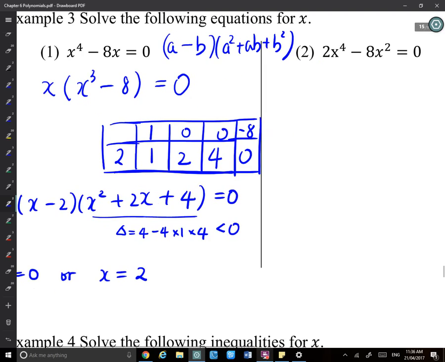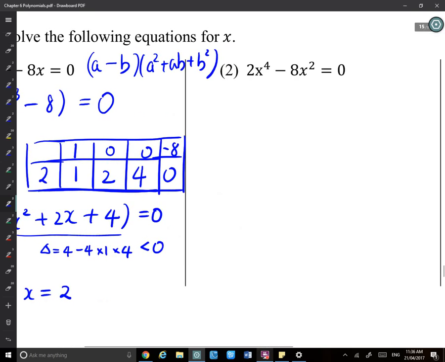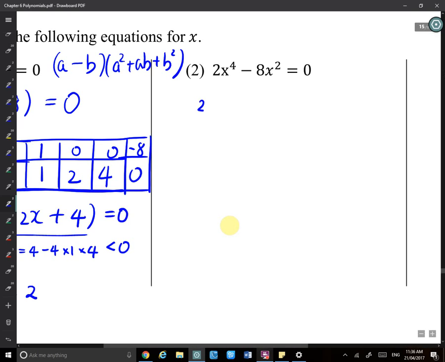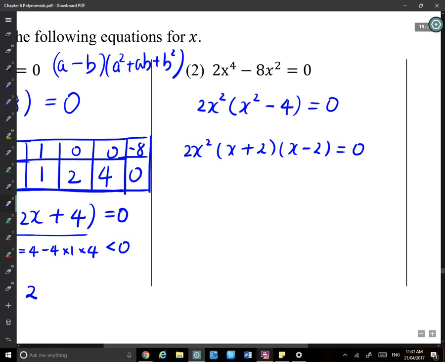Okay, that's the first one, which is easy. Have a look at the second one. X to the power 4 minus 8x squared equals to 0. What's the common factor you can see here? 2x squared, good. So I have 2x squared, x squared minus 4 equals to 0. 2x squared, x plus 2, x minus 2 equals to 0. Therefore, x will be 0 or x will be plus minus 2.